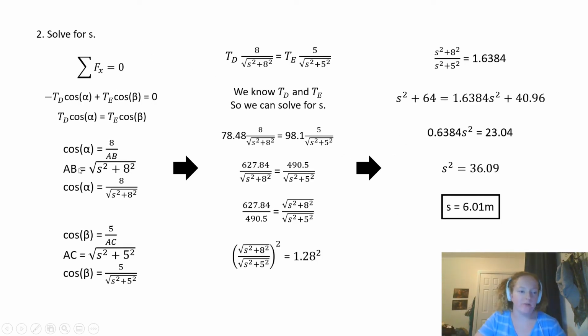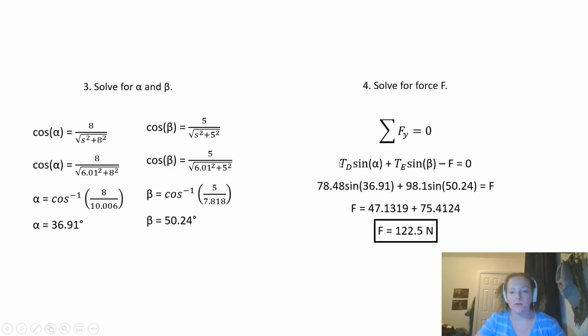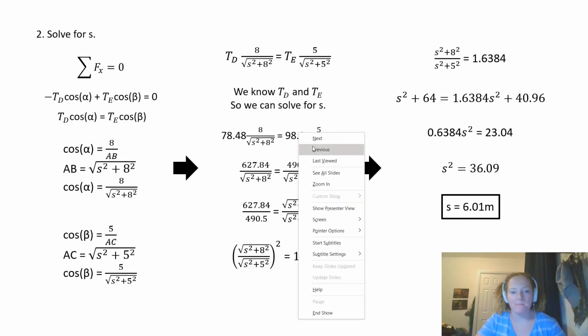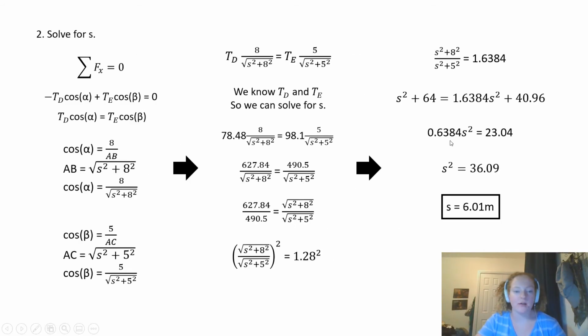So this is, again, still solving for S. I copied all of these over here, just so we had everything together. We did all that and got our cosine beta and cosine alpha, and then we can sub our new values for cosine alpha and cosine beta back into our sum of F in x. So then we get tension of D times 8 over the square root of s squared plus 8 squared equals tension E times 5 over the square root of s squared plus 5 squared.